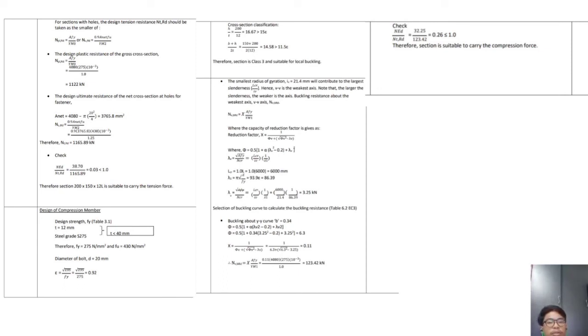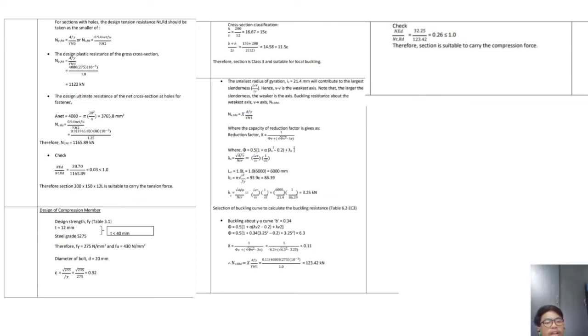And the design ultimate resistance of the cross section at holes per fastener, therefore Nt,Rd we get 1165.89 kN. So we check 38.70 over 1165.89, so we get 0.03, which is smaller than 1.0. Therefore, section 200 times 150 times 12 L is suitable to carry the tension force.